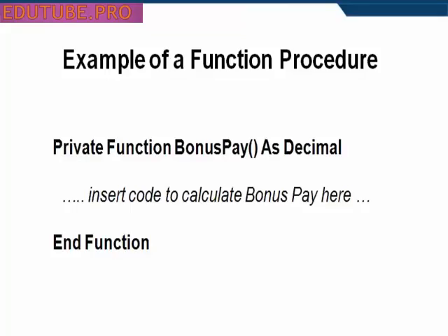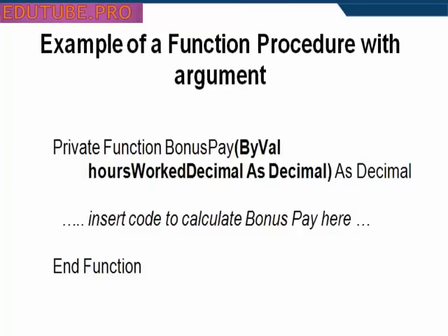Typing a block of code using the function and end function statements creates a function procedure. Since the procedure returns a value, you must specify the data type, which in this case would be decimal. But keep in mind that data type could be any legitimate data type. You should also note that, similar to general procedures, functions can be declared as public or friend in addition to private.